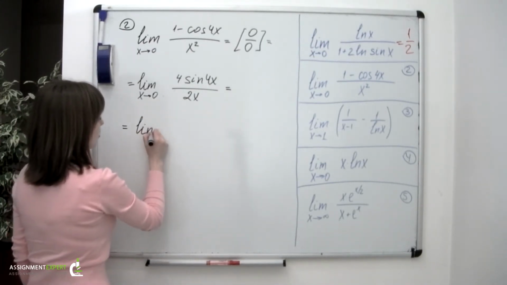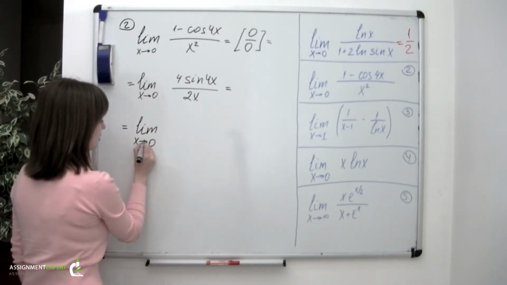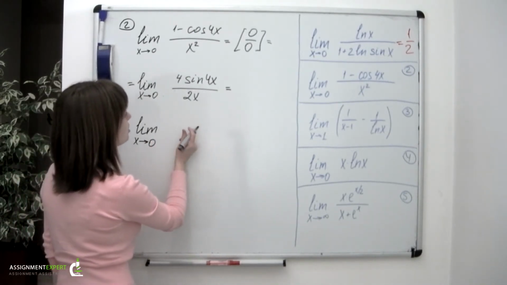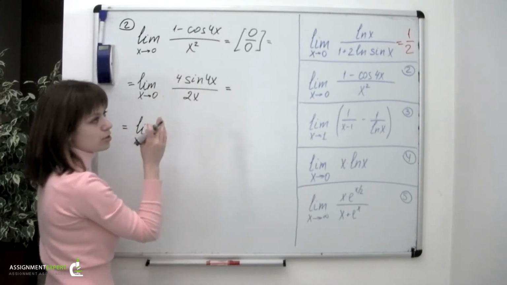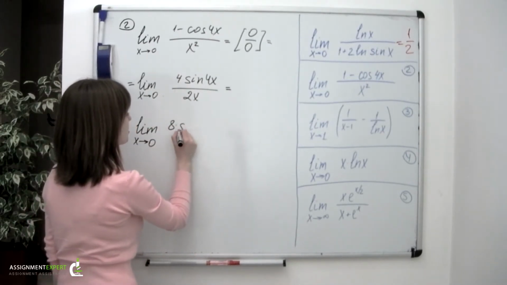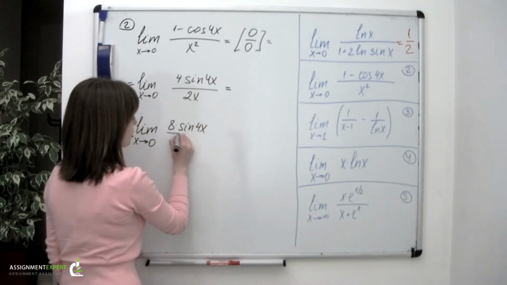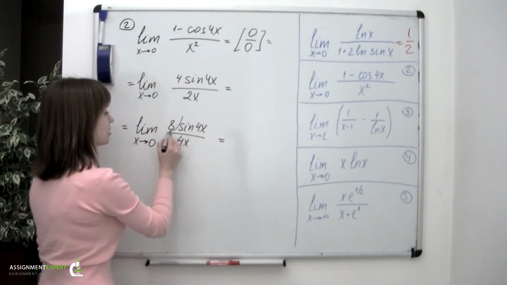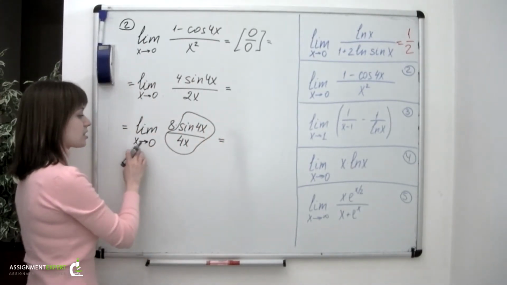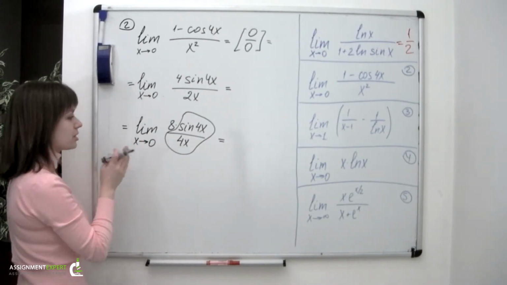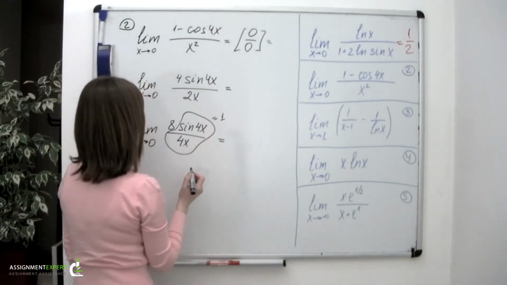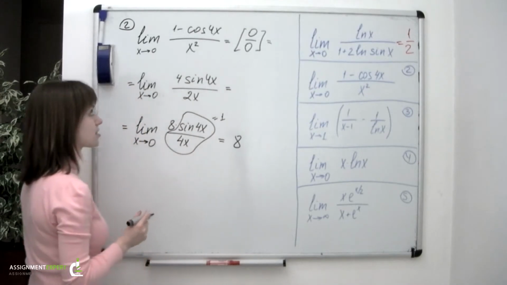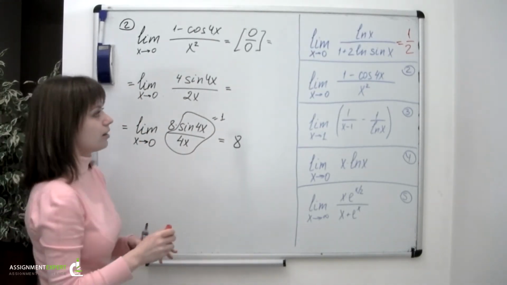because we can write it in the following way. We can multiply both top and the bottom by 2. So we'll have 8 times sine of 4x over 4x. And this thing right here, as x approaches 0, is again the first remarkable limit. So this thing equals 1. And basically this leaves us with 8. So the answer to the second example is 8.